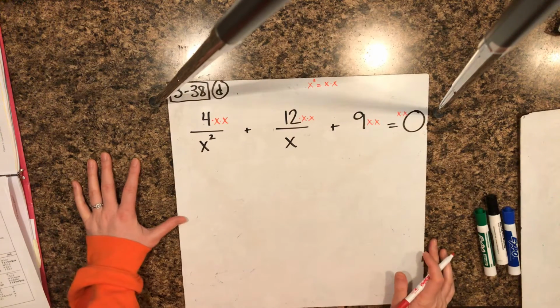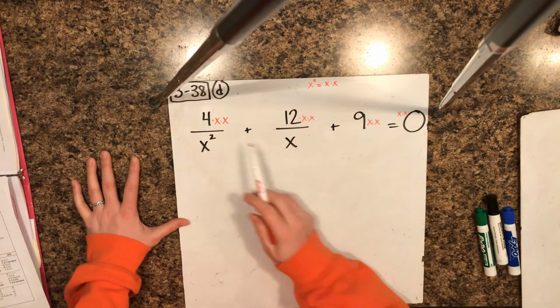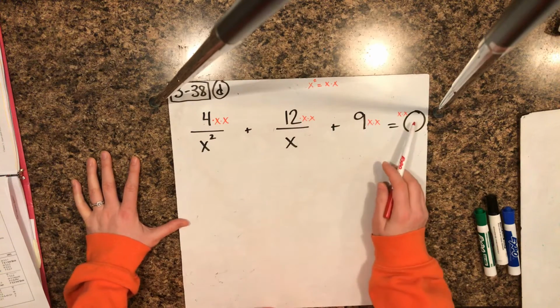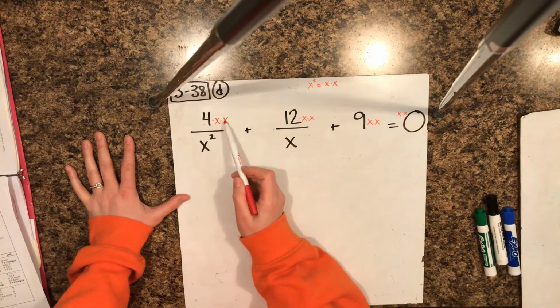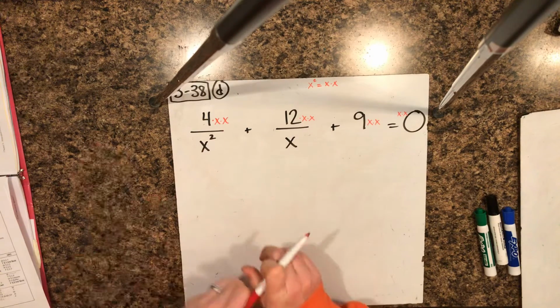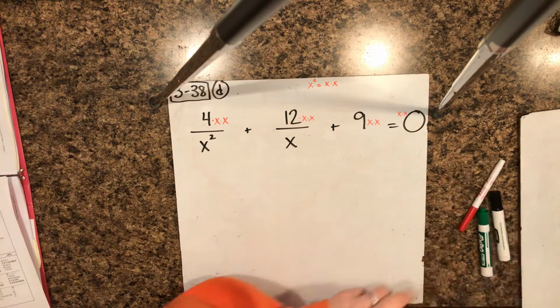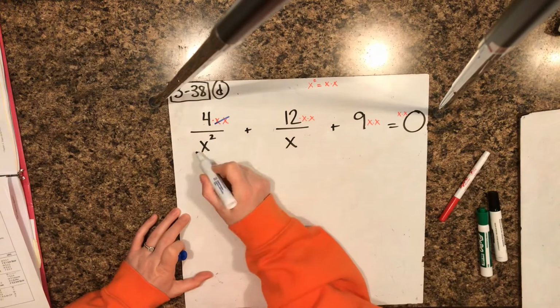Okay? And what you're going to notice is I multiplied by x squared on all the parts. x squared divided by x squared is really a giant 1. And so all that's remaining in the first term is a 4.